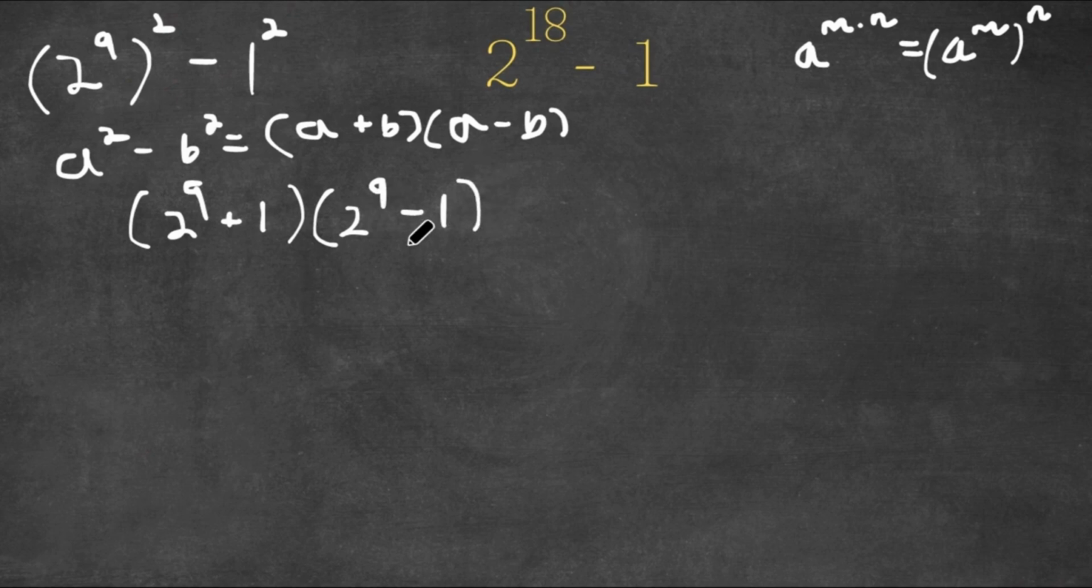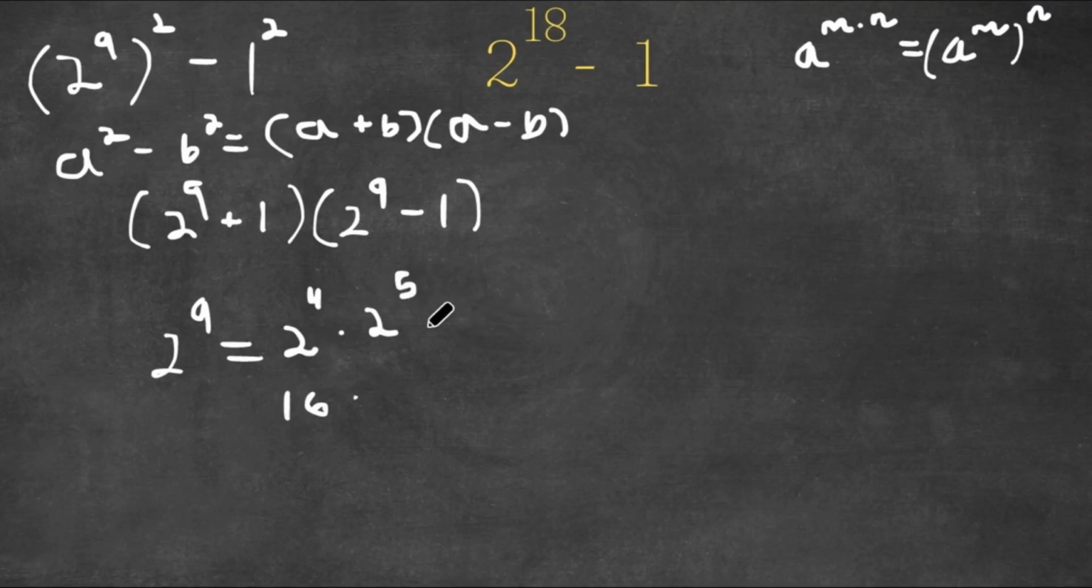Now 2 to the power of 9, we could rewrite as 2 to the power of 4 times 2 to the power of 5. Now 2 to the power of 4 is 16, and 2 to the power of 5 is 32. So now we have 16 times 32, so 32 times 16.